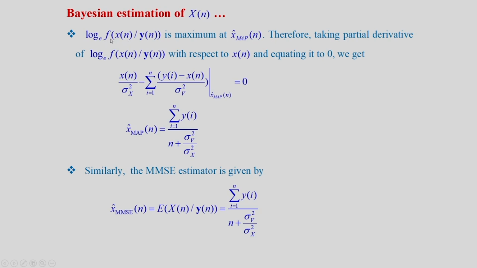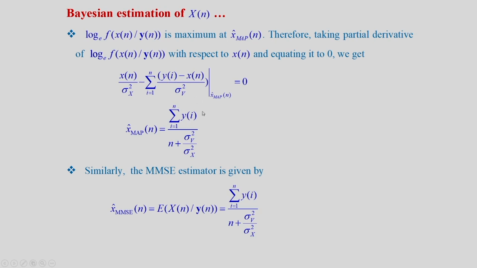Now, this log of the a posteriori PDF is maximum at x at MAP n. Therefore, taking partial derivative of log of f of xn given yn with respect to xn and equating it to 0, we get this condition: xn divided by sigma x square minus summation i going from 1 to n of yi minus xn divided by sigma v square, at x at MAP n, is equal to 0. So, this is the condition we get by applying partial derivative with respect to xn.